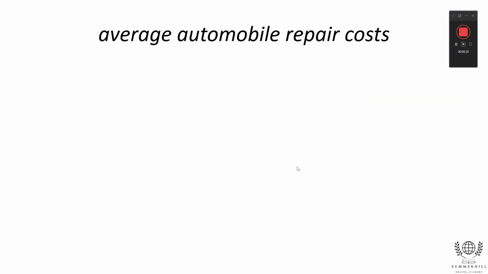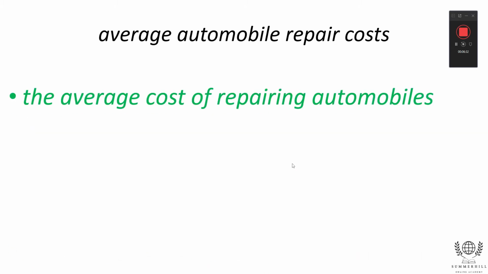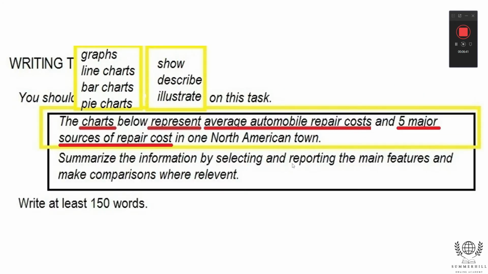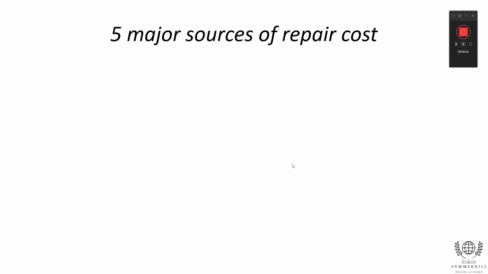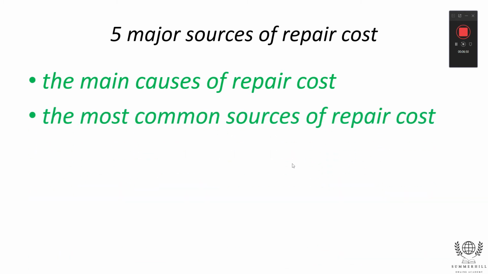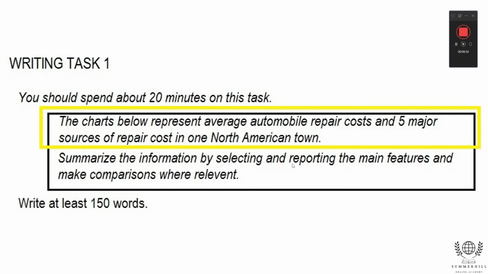Then we can move on to bigger chunks of information, like if we want to paraphrase "average automobile repair costs," perhaps we could rephrase it as "the average cost of repairing automobiles," or perhaps "the cost on average of repairing automobiles," right? And maybe "5 major sources of repair cost" could be paraphrased as "the main causes of repair cost" and "the most common sources of repair cost," right? But in essence, the first step is to rephrase or paraphrase this sentence.